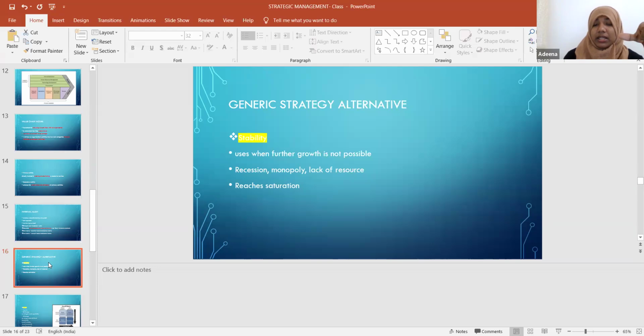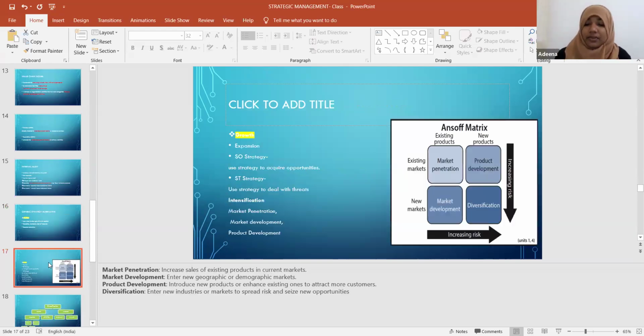For stability, a maturing organization that doesn't want to grow more or doesn't have the scope to grow more will stick to the stable position. They will try to maintain their market share. For the growth stage, the organization tries to expand, and they can expand through market penetration, product development, market development, or even diversification. The strategies combining market penetration, product development, and market development are called intensification.